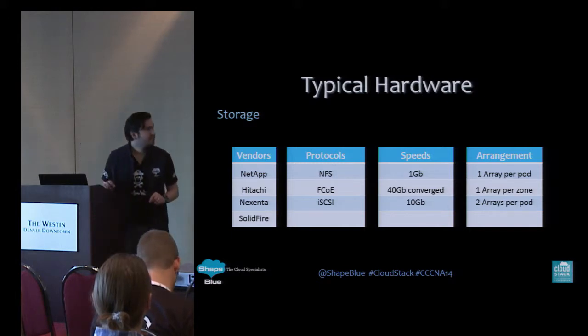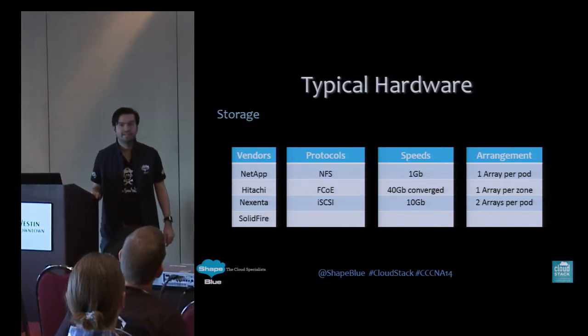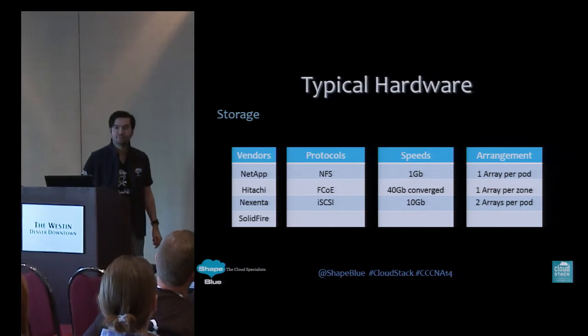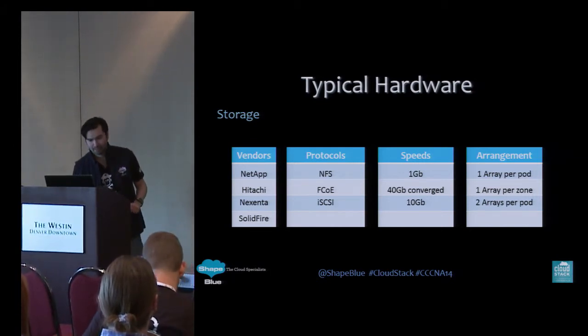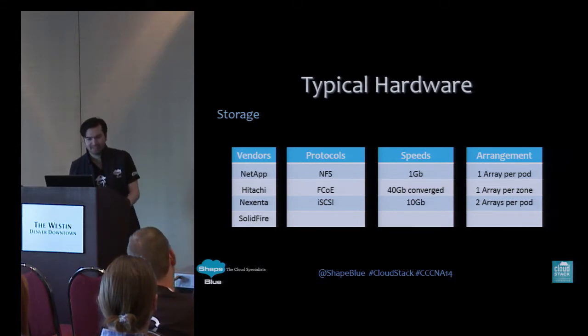Networking, still mostly 1 gig and throwing a load of interfaces at it to bond them and get throughput. A few people are starting to use the 10, mostly for storage, and 40 gig if they're using blades and stuff.